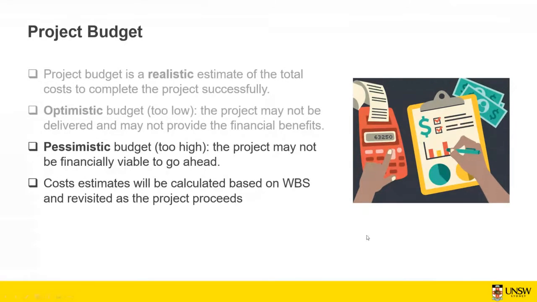So for the project budget to be realistic, cost estimates will be calculated based on the work breakdown structure, which I discussed in the previous lecture. Based on that, you can get a realistic estimation of the project budget, use that budget during the project, and apply any necessary changes when required.